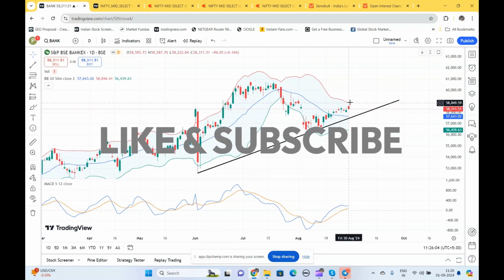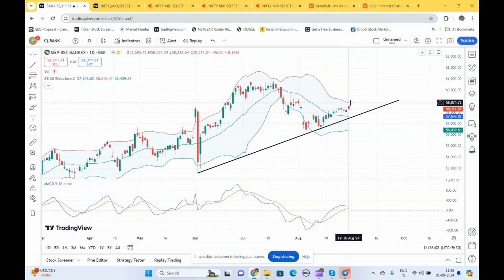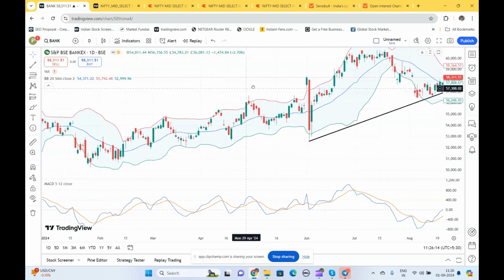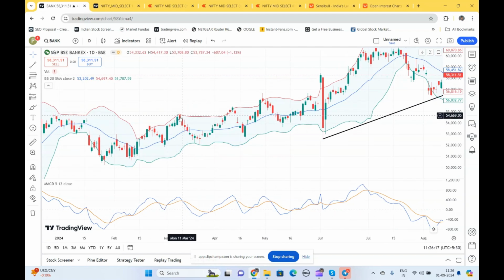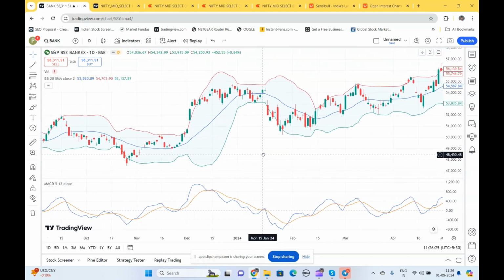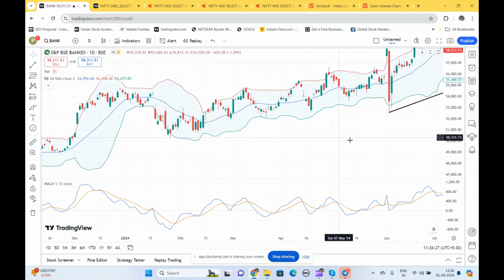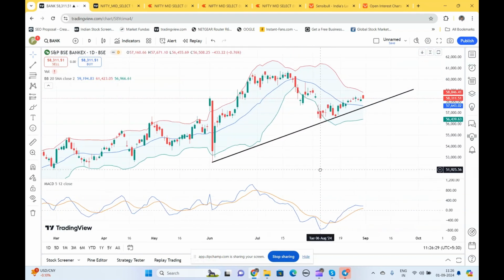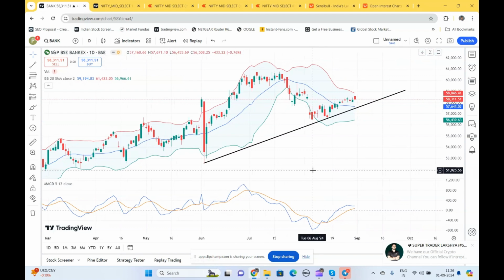It's almost at the top of the Bollinger Band curve. Ideally, if you look at all the past data, whenever it comes to the top, it has a fall. Top, down, top, down. Whenever it touches the top, it has a tendency to come back to its average. This blue line is the average of the Bollinger Band.